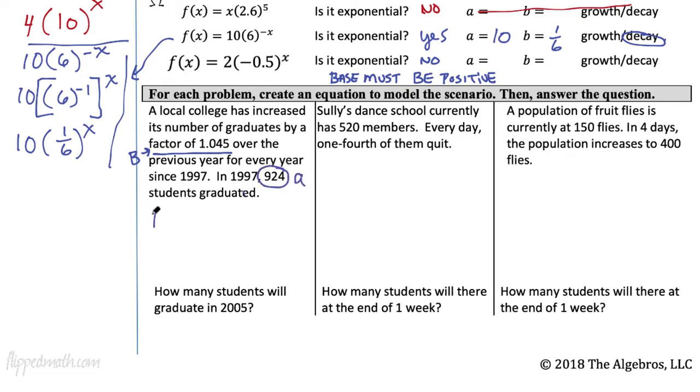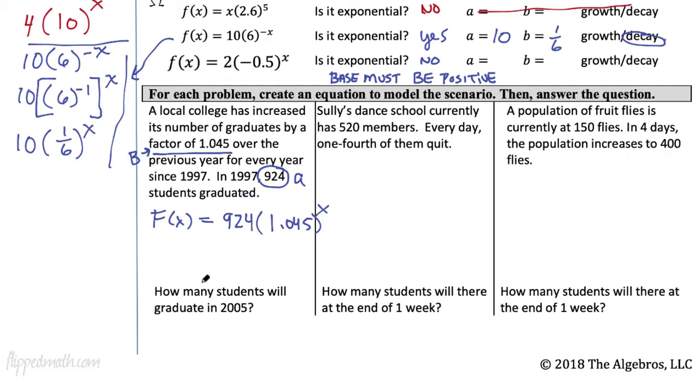So let's write it. So f of x, we're going to use our function notation, equals, we start with our initial value, multiply it by our growth factor, and raise it to the x power. And we're done. There's the equation there. How many students will graduate in the year 2005?